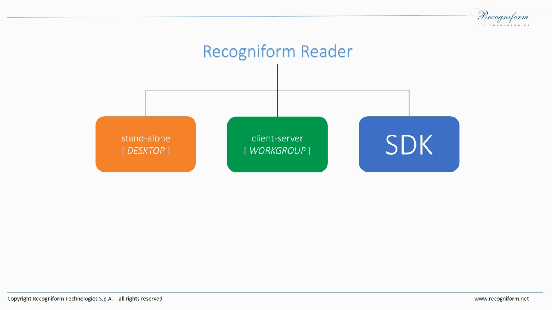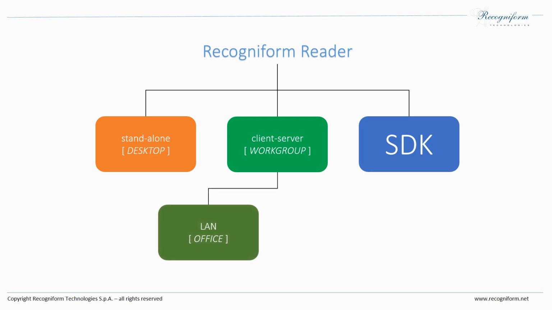The Workgroup version is available in 2 subversions. Recogniform Workgroup Reader Office, if client-server communication takes place on a local network. Recogniform Workgroup Reader Enterprise, if client-server communication takes place on geographical network.